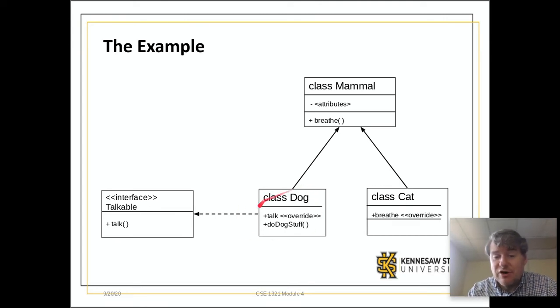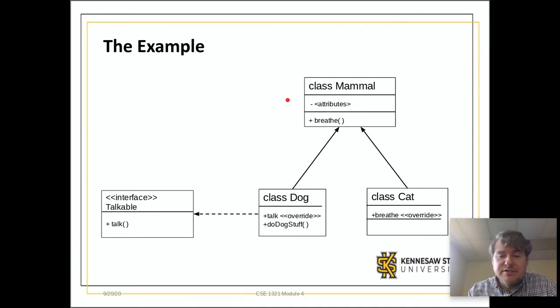So in the case of the dog, which also inherits from mammal here, we don't have an override for breathe. So whatever the rule for breathing is for a mammal, the dog has inherited it without having to do anything different. And again, we can tell that this is a public because of this plus sign. So remember in the UML diagrams, minus signs are private, plus signs are public.